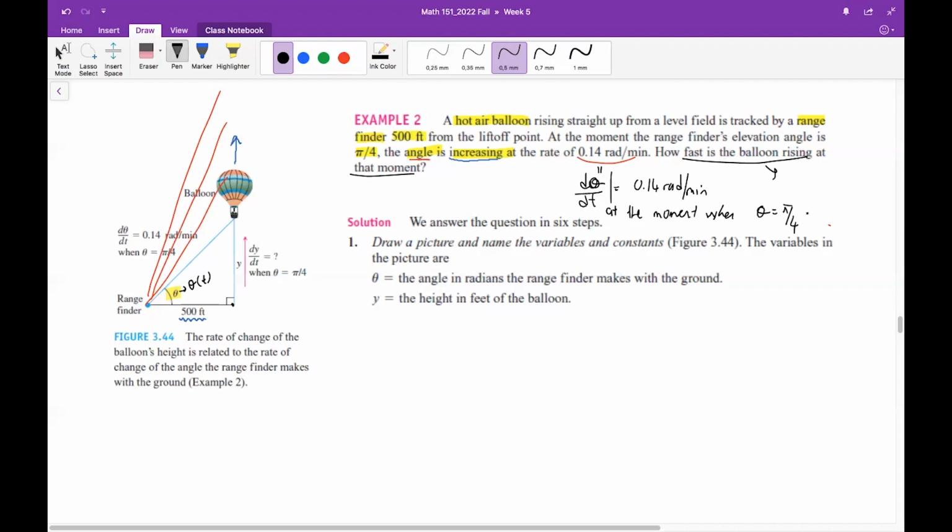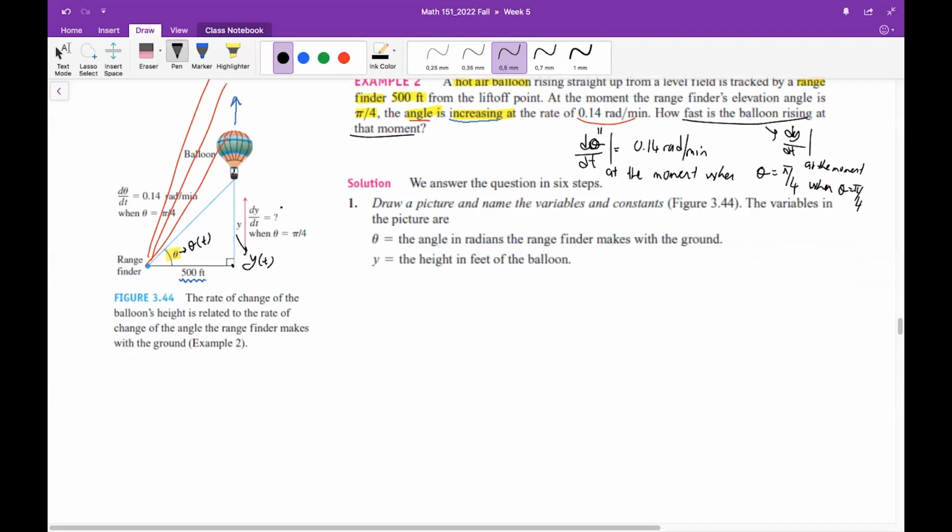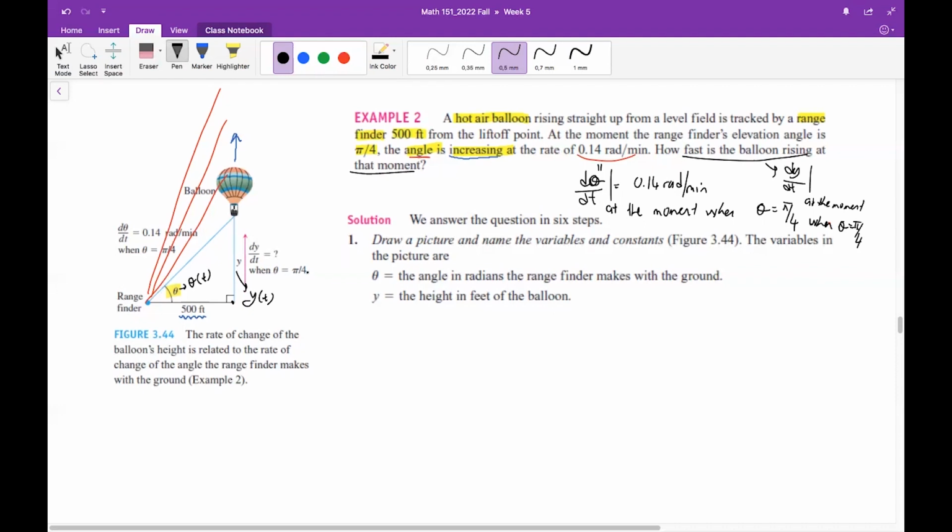So how can we write this expression as a time derivative of something? We want to find the rate of change of this y quantity. So we denote the height of the balloon as y. So y is always changing in time, you know. That's why we are asking now the rate of change of y. In other words, dy over dt at the moment when theta is pi/4.